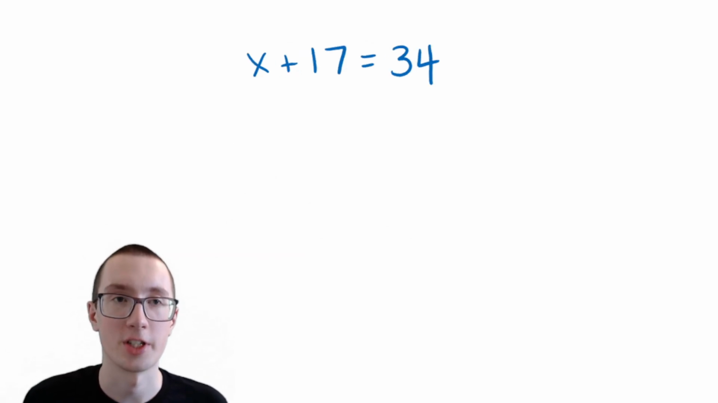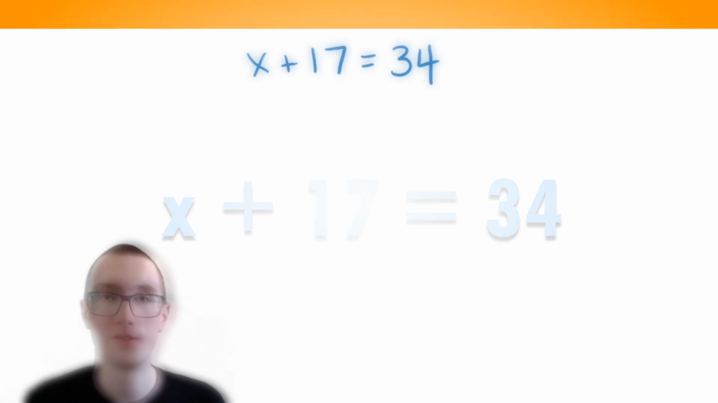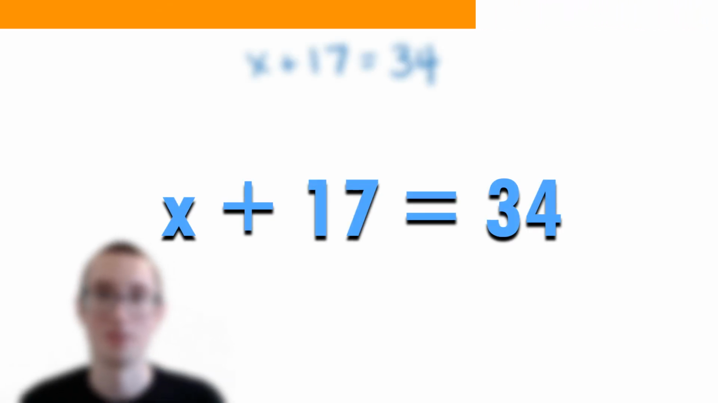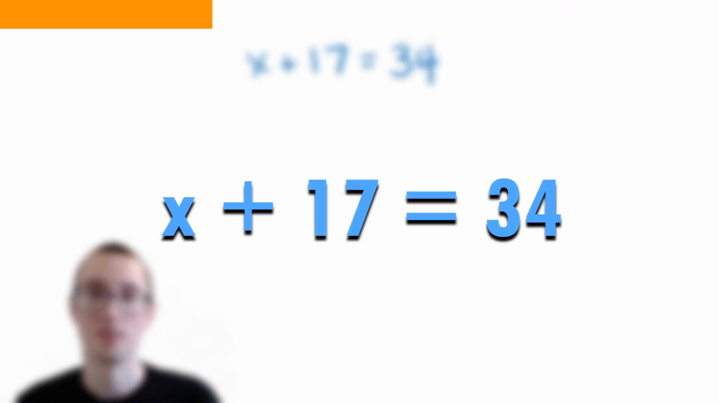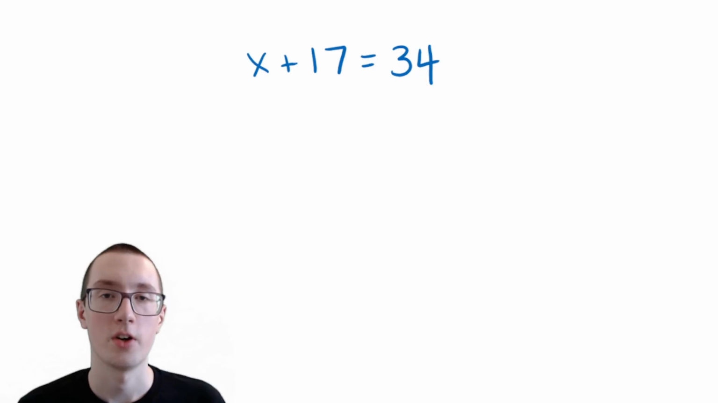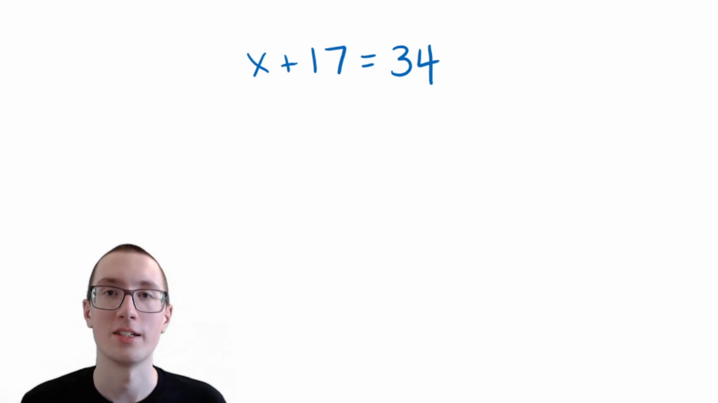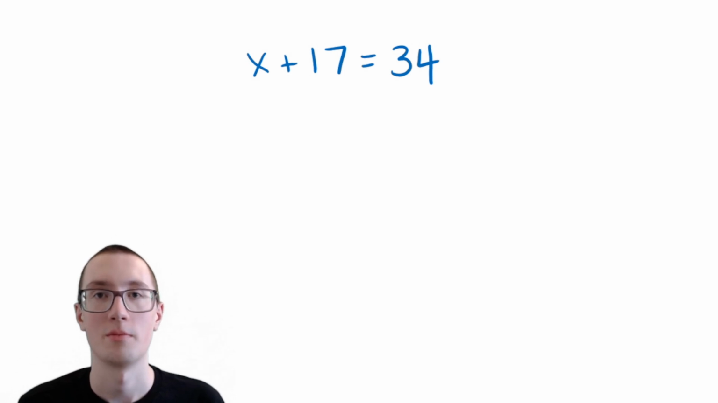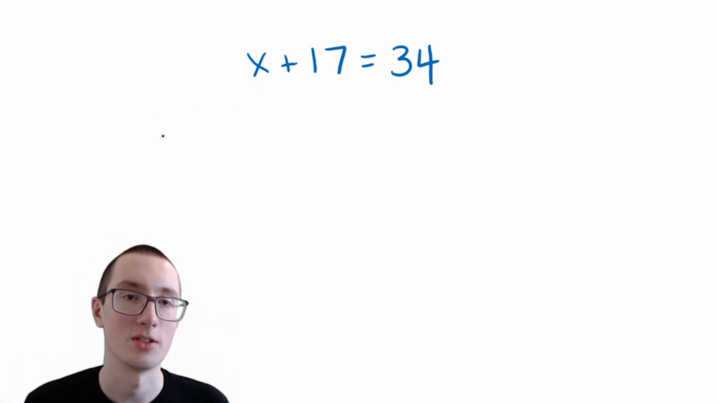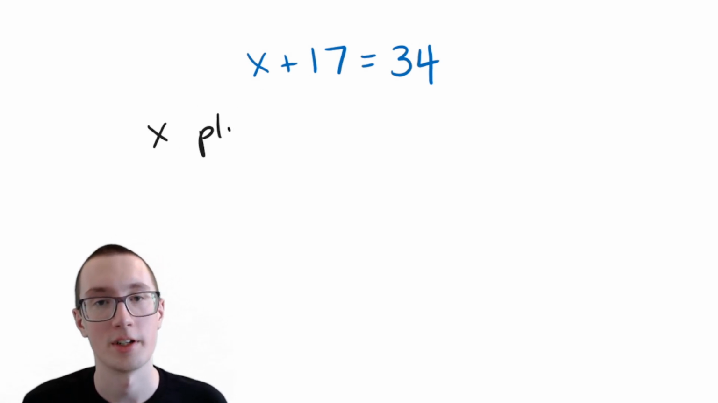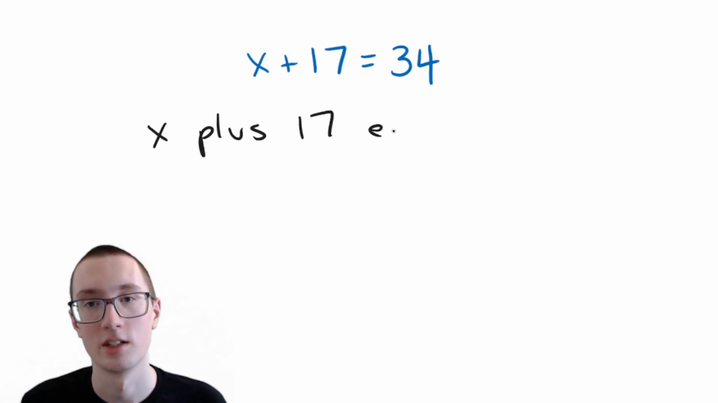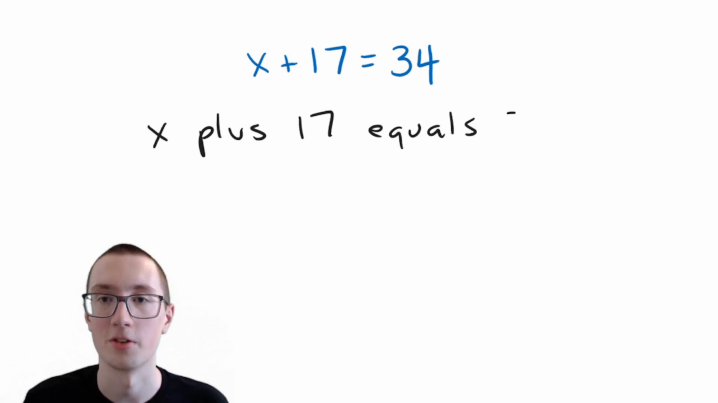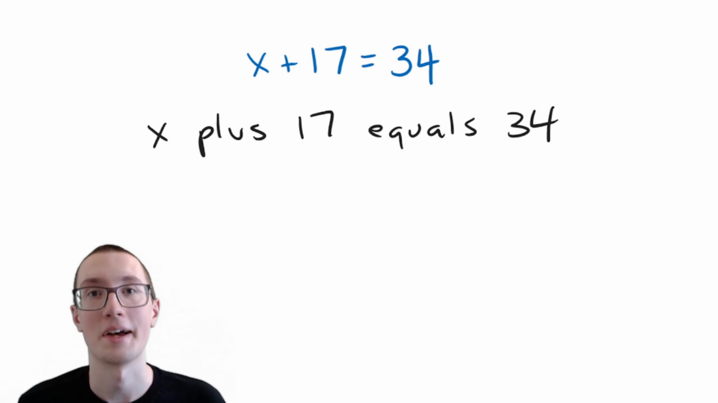All right, here's another example of this, and what I'd like you to do is pause the video and try this one out for yourself. All right, so we have x plus 17 equals 34. Again, I basically just read the answer to you. x plus 17 equals 34. And that's it. That can be your answer.